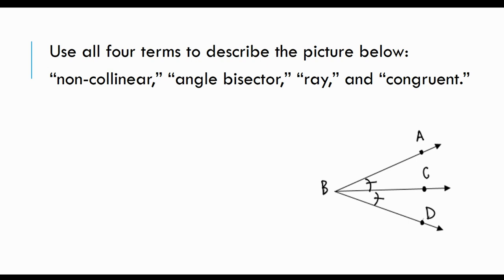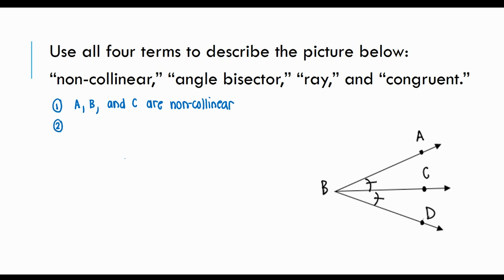So non-collinear. If I start with that vocab word, remember, non-collinear means that we're dealing with points that do not fall on the same line. So if I'm looking at this picture, one statement can be that points A, B, and C are non-collinear. Because if I tried to connect all three of those points, they would not fall on the same line. So that takes care of that vocab word.